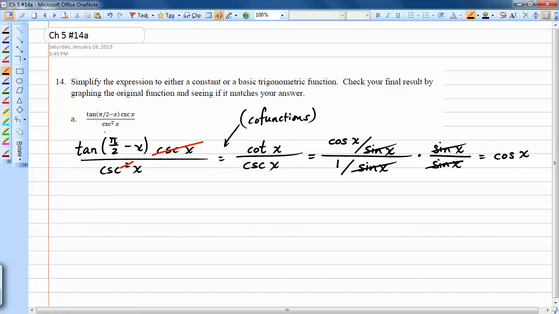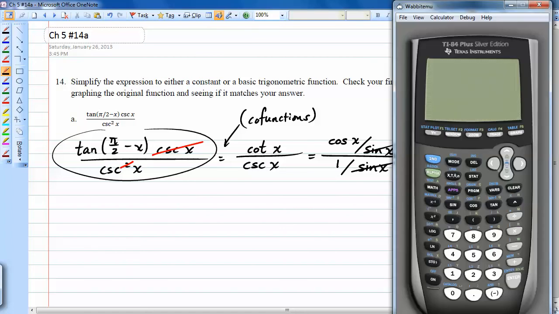So we started with the original and ended with cosine x, and now we're supposed to check if this works or not. Let me graph this. Let me check the mode, radian, good. It's tan of pi over 2 minus x, and cosecant x I'm going to have to graph as 1 over sine x. And then it's all divided by, this is going to get a little ugly, so let me put this in its own set of parentheses just so I don't get too confused.